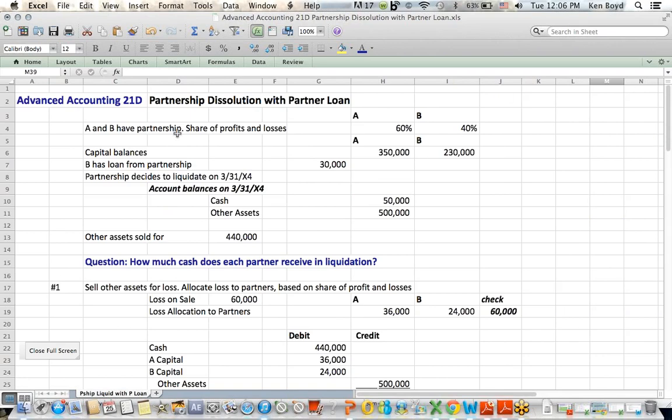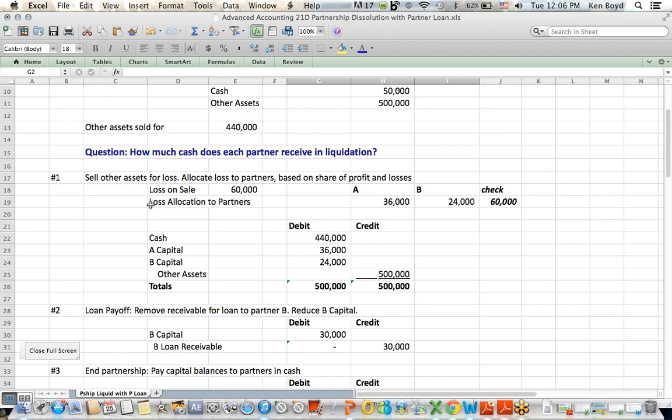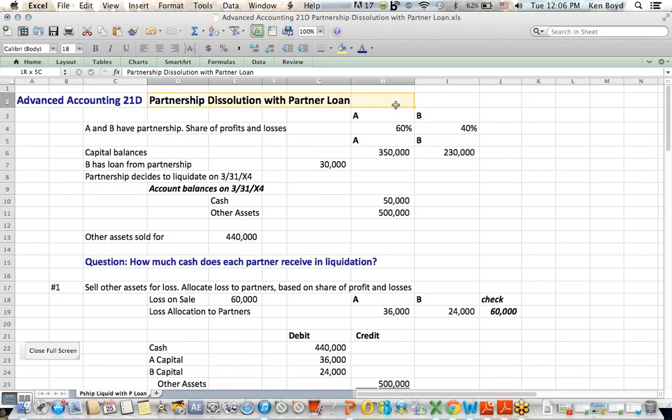So what we did in this video was to dissolve a partnership. We had unequal sharing of profits and losses, and we also had to deal with a loan to a partner, $30,000 loan, and we removed that receivable by debiting to remove the capital balance for the amount of the loan, and we also took a loan receivable off the books for the partnership. So that is a discussion of a partnership dissolution with a partner loan. That's as far as we'll get on that topic.